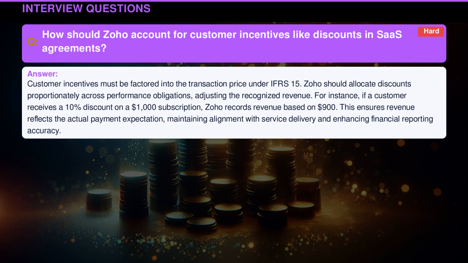Customer incentives must be factored into the transaction price under International Financial Reporting Standards 15. Zoho should allocate discounts proportionately across performance obligations, adjusting the recognized revenue. For instance, if a customer receives a 10% discount on a $1,000 subscription, Zoho records revenue based on $900. This ensures revenue reflects the actual payment expectation, maintaining alignment with service delivery and enhancing financial reporting accuracy.